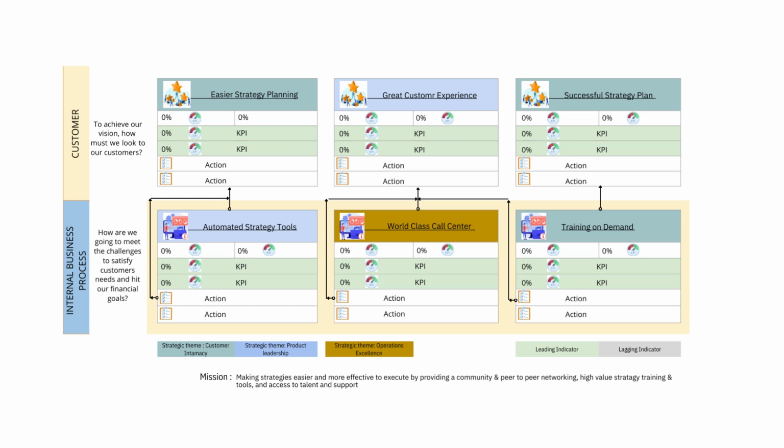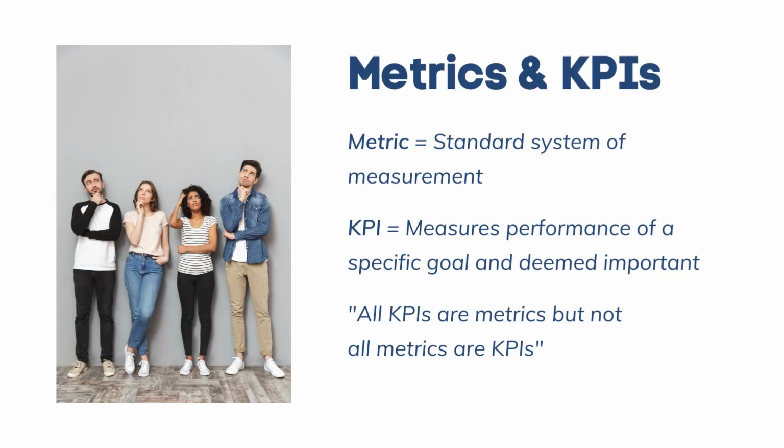To make this actionable, we need a way to achieve these goals and resolve the challenges. We can resolve these challenges with performance indicators and strategic actions. Let's dig deeper into these concepts. So let's start with performance indicators, or more specifically, metrics and key performance indicators, which we've used acronyms like KPIs.